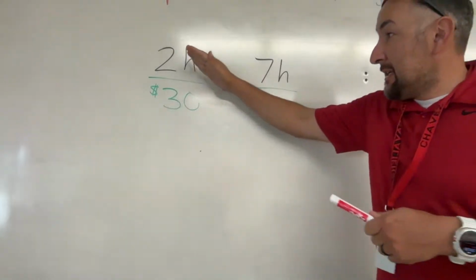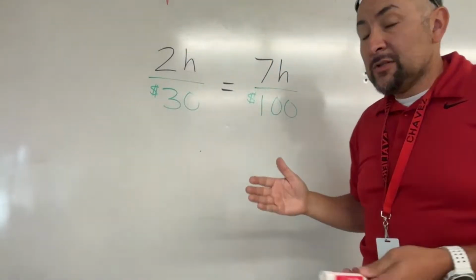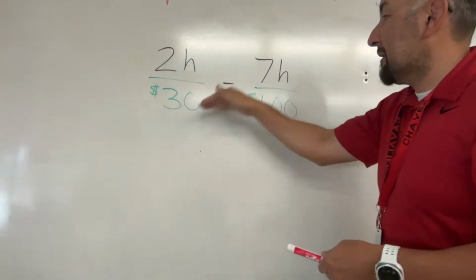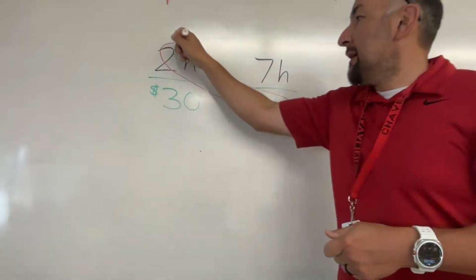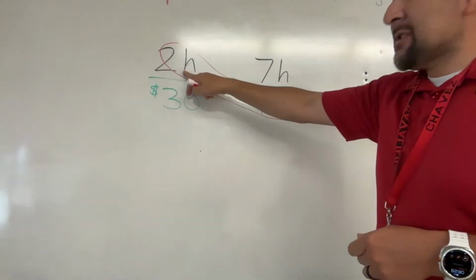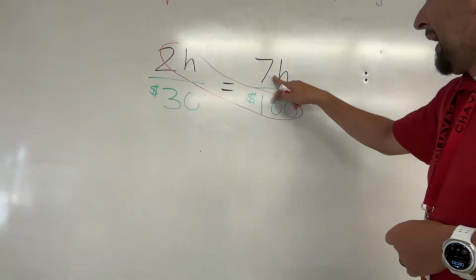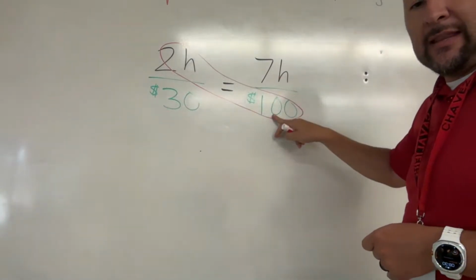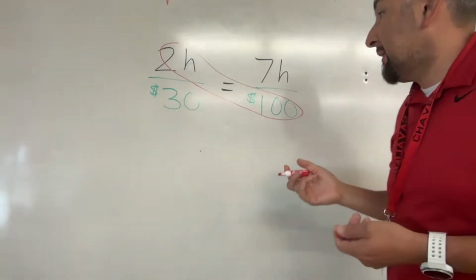So I'm going to take any two numbers that are diagonal. Since they're all filled in, you can choose. I can multiply these two numbers, or I can multiply those two numbers. Let's go ahead and multiply these two numbers right here to find out if this is actually proportional. If you sell two hoodies for $30 and somebody buys 7 hoodies and they give you $100, is that proportional? Is that right? Let's find out.